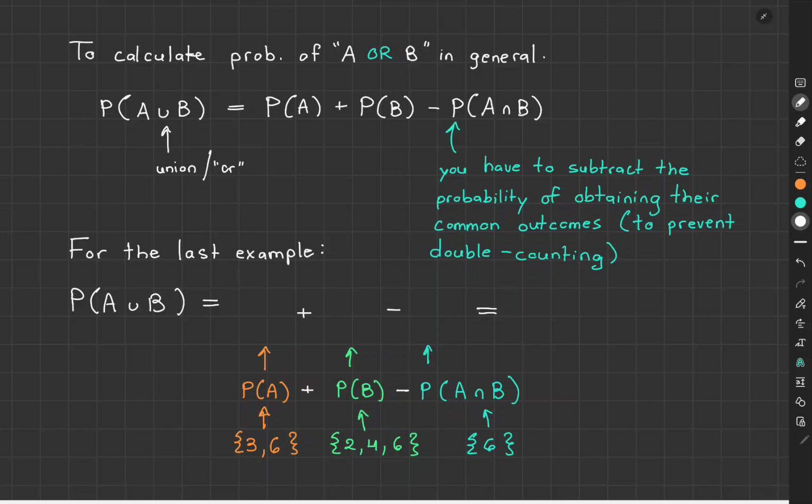So probability of A, let's see this in action. We have 2 events out of 6. Probability of B, we have 3 possible winning events out of 6. And then we have to subtract that one common event that they both share, which is the 6. So if you do it this way, 2 sixths plus 3 sixths is 5 sixths minus 1 sixth is 4 sixths, or 2/3 again. Okay, so this is the more formulaic way to calculate the same probability.